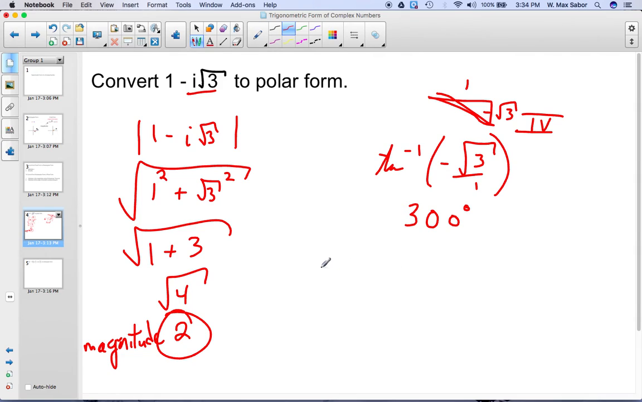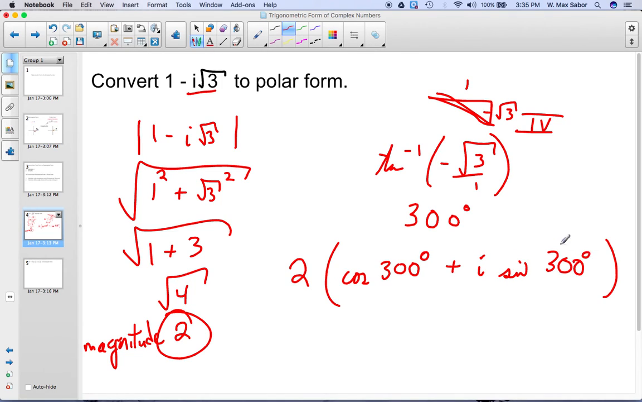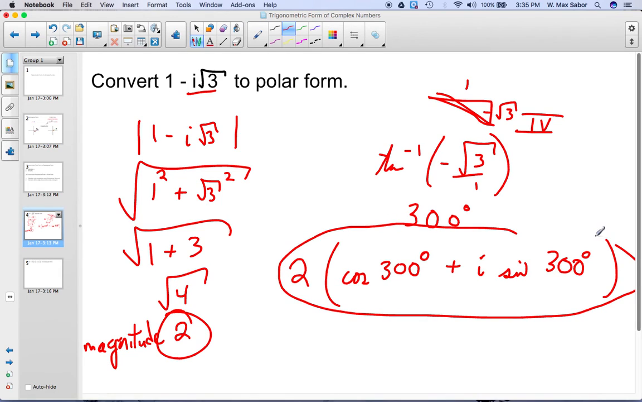So our answer is going to be 2 for our magnitude, and cosine of 300 degrees plus i times the sine of 300 degrees. So this is the polar form of that complex number.